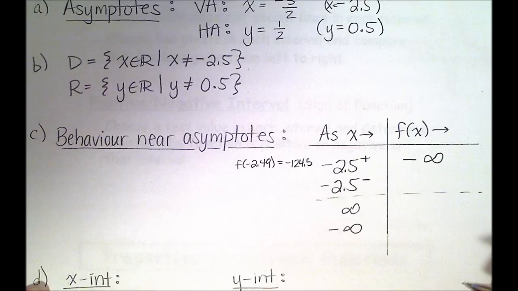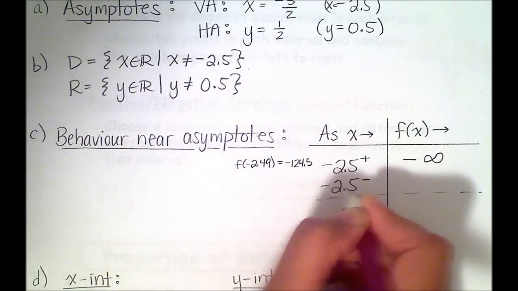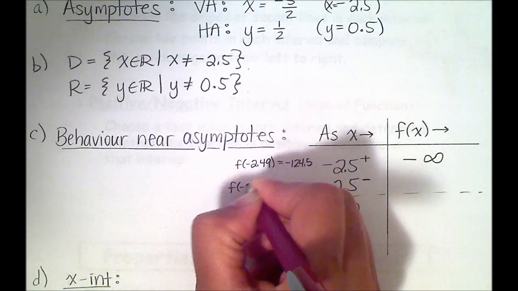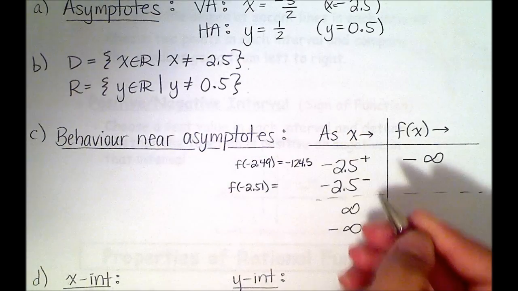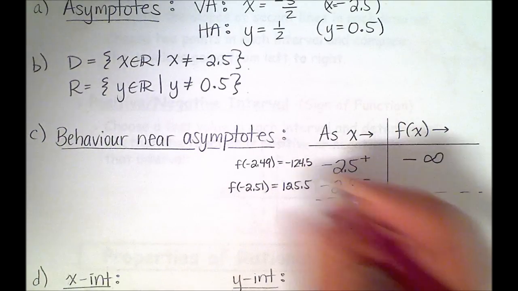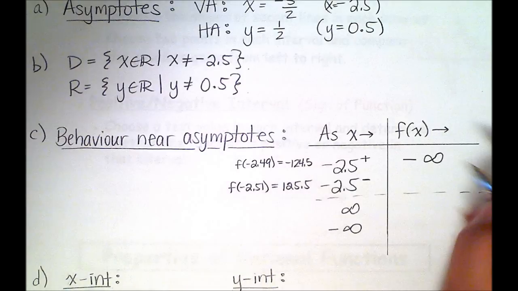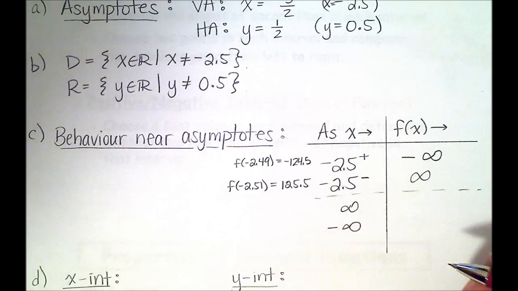Similarly, if I plug in a number that's a little bit to the left of negative 2.5, so negative 2.51, and I evaluate the function at that point, I get an answer of about 125.5. So positive 125.5 tells me that the function is increasing, and so it's probably approaching positive infinity.